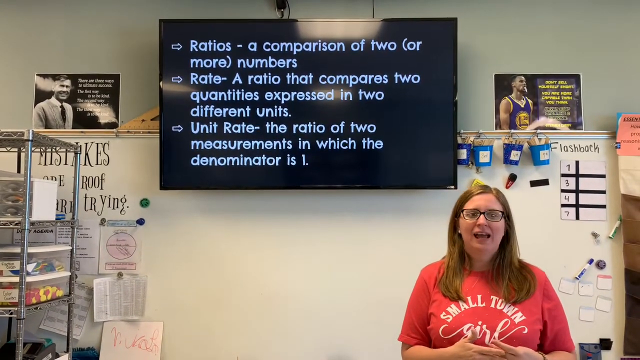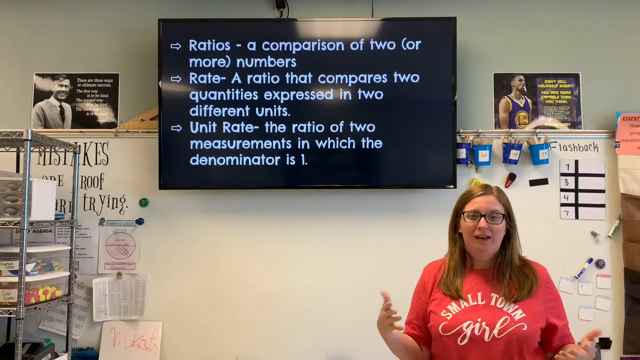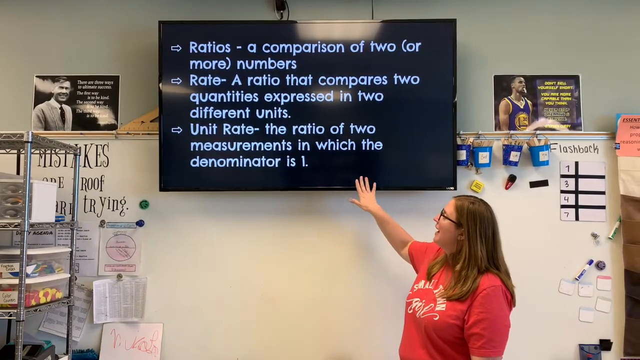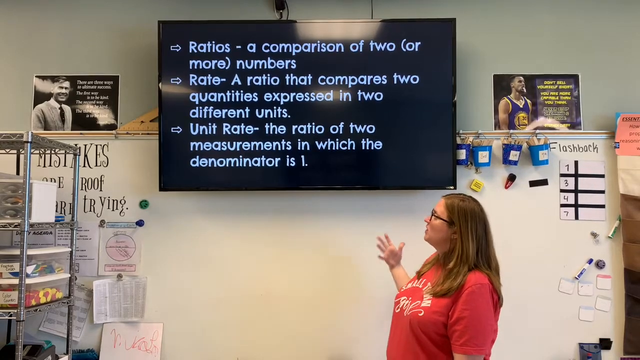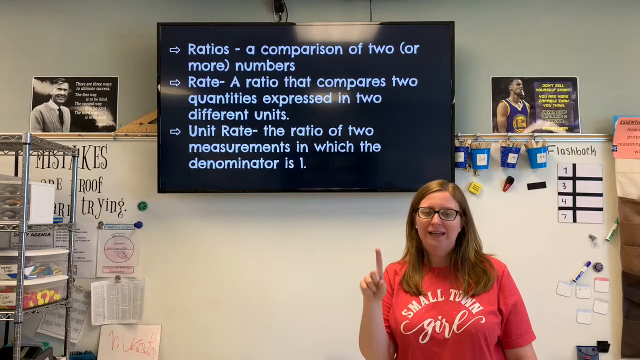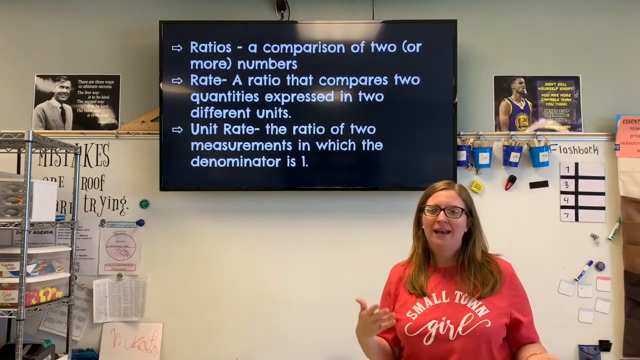Or you'll see price per gallon, and price per gallon brings me to the next word, which is unit rate. A unit rate is a rate. It's a ratio of the two measurements, but the denominator is one. So like price per 1 gallon, miles per 1 hour.